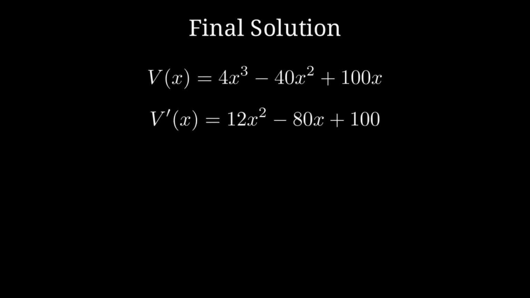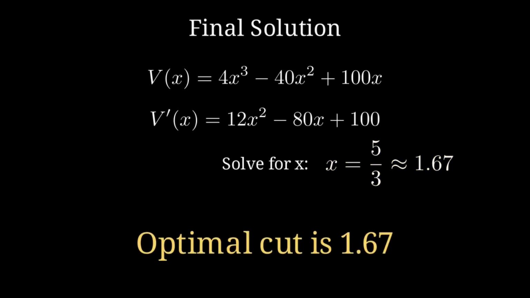The derivative for that practice problem is 12x squared minus 80x plus 100. Setting it to 0 gives an optimal cut of 5/3, or about 1.67. This demonstrates that the same logic applies regardless of the initial dimensions of your material. You now have the tools to optimize any container.